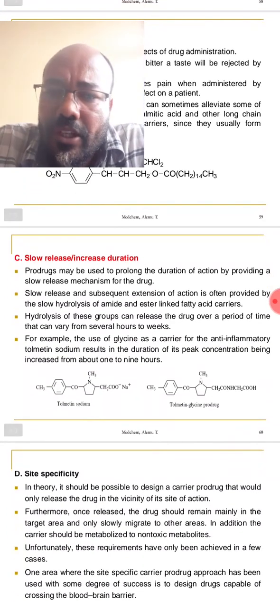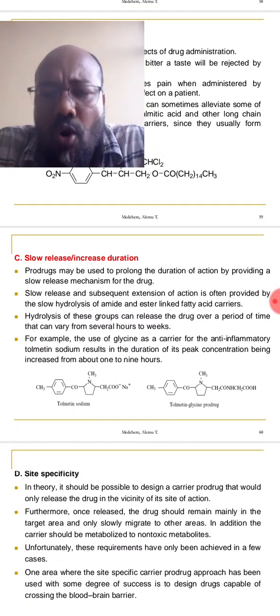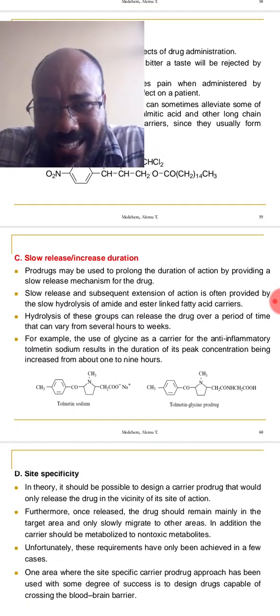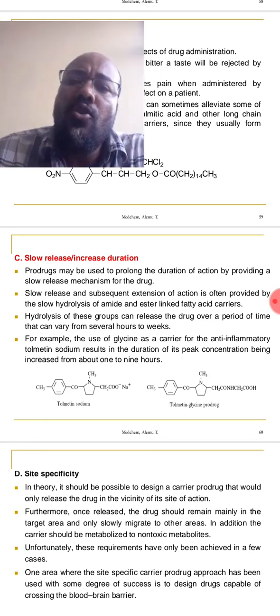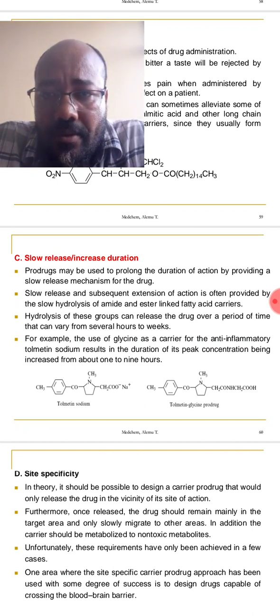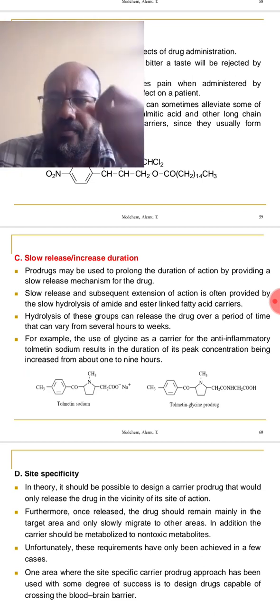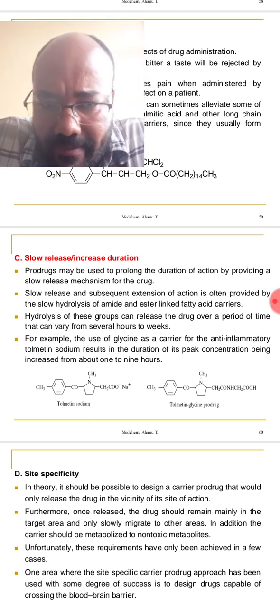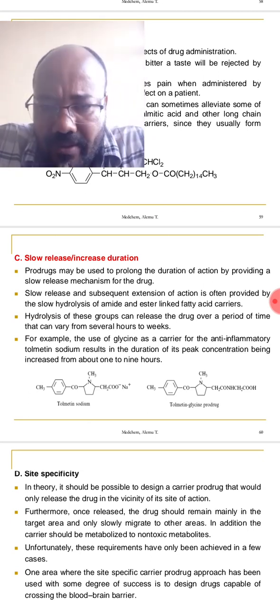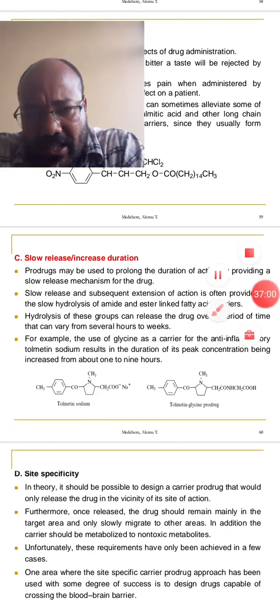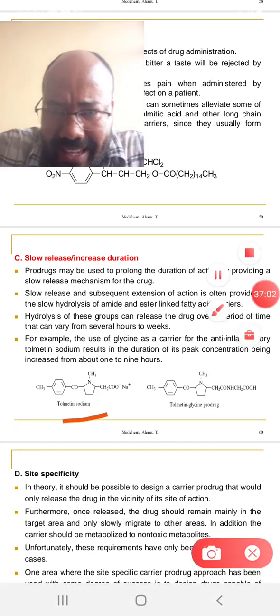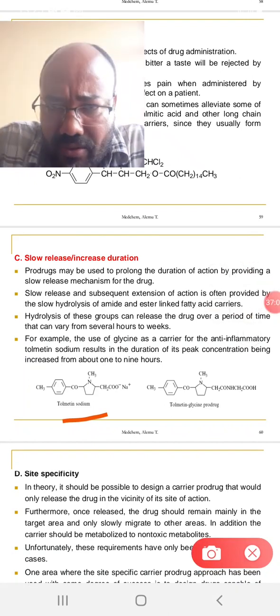The third one is to increase the duration of action, or to slow release, the transient time. This is another very important objective of prodrug design, to increase the duration of action. We have a lot of drugs which are designed by this method. For example, look here. I have one example, that is tolmetin. This is tolmetin sodium.